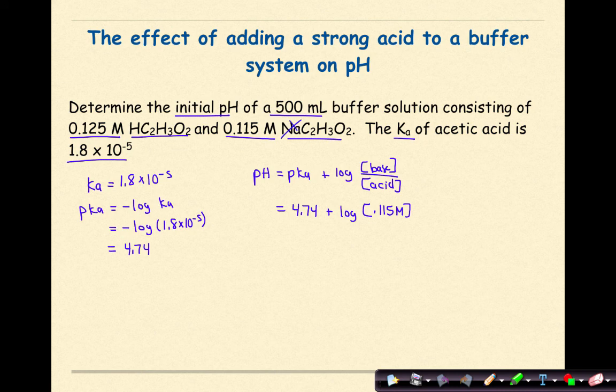Well, remember, this sodium is just a spectator. We really don't acknowledge it even exists. So C2H3O2 is the acetate ion, say -1. So that's our weak base. And then the concentration of our acid is going to be 0.125 molar. So if we work that out, 4.74 plus the log of 0.115 divided by 0.125, the pH turns out to be 4.70. So this is the initial pH prior to the addition of a strong acid.